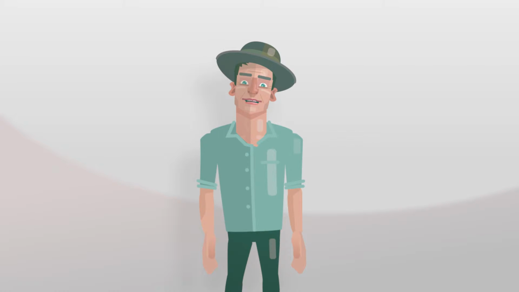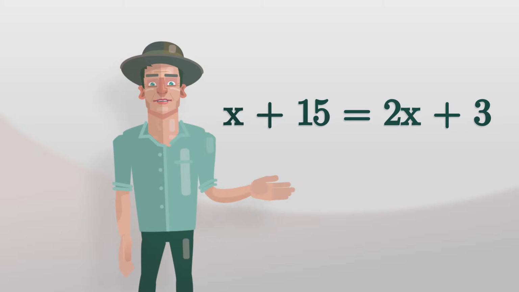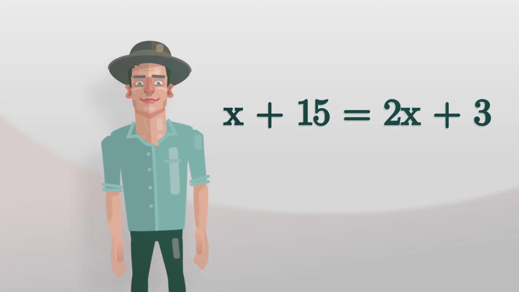Algebra is all about using letters to represent values that we don't know. Sometimes those letters can be found in equations, and we might be asked to rearrange the equation so that we can work out what number the letter represents. This video will introduce how to manipulate algebraic equations.